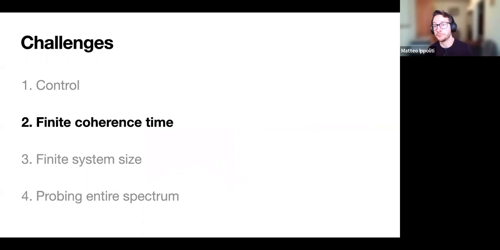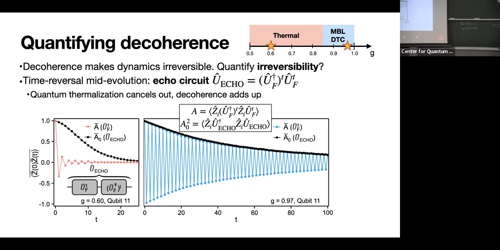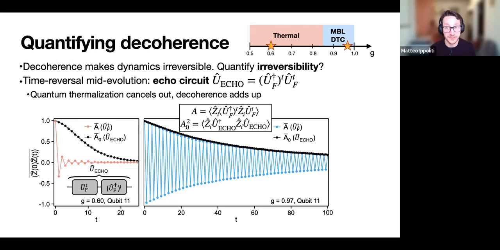Can we try to get at the underlying physics and somehow get rid of the noise? Can we mitigate the effect of noise on this kind of data? So the idea that we pursue is based on a kind of echo protocol that leverages the fact that our intrinsic dynamics, which is unitary, is completely reversible, whereas the noise in the system is incoherent and irreversible.